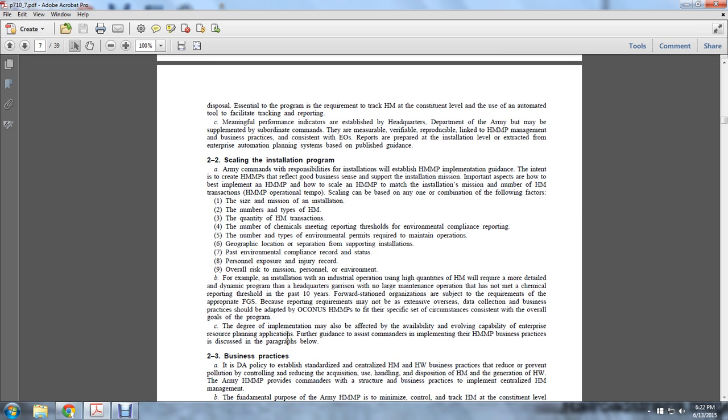2.2 Scaling the installation program. Army commands are responsible for establishing information. Army commands have responsibilities for installations, which establish the hazardous material management implementation guidance.